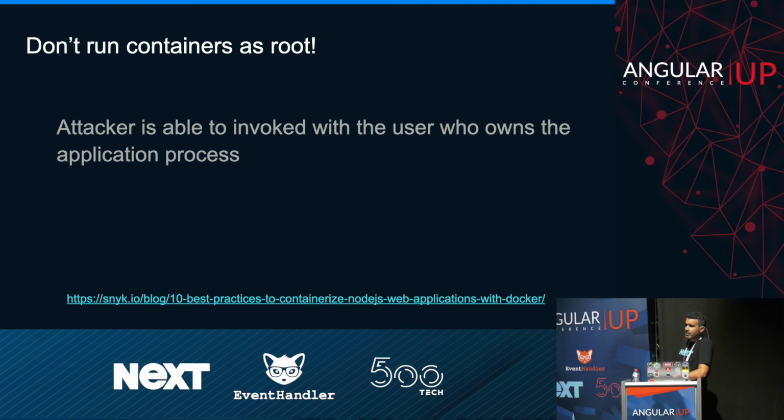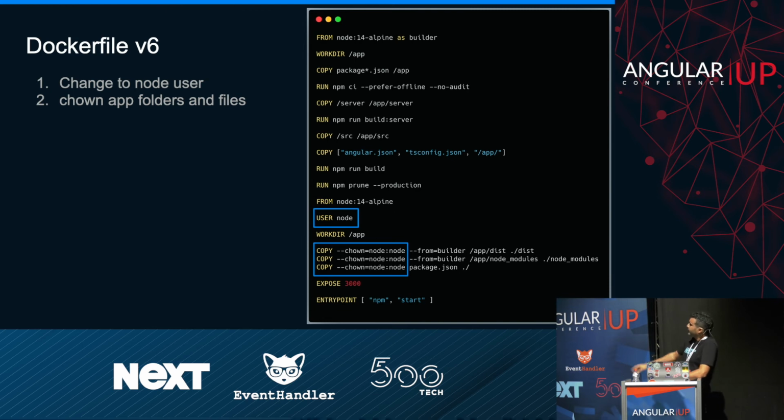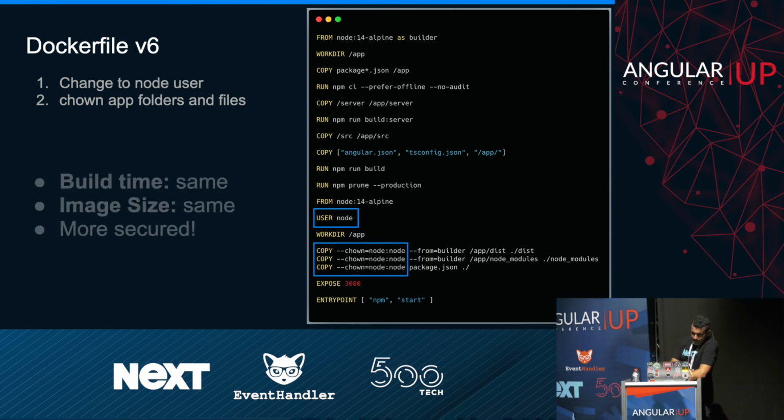When you start an application in the Dockerfile without changing the user, an attacker can gain access to all of your Dockerfile. You can change the user to user node. The base image of node comes with user node. Then the second thing you need to do is to change the ownership of the folders. And now the build time is the same, the image size is the same, but you're more secure.